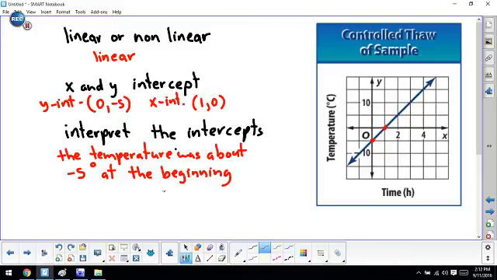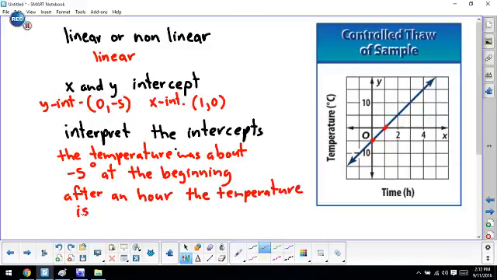Okay? Now, the x-intercept just simply means that after an hour, we'll say the x-intercept means after 1 hour, the temperature was 0 degrees, and this is in Celsius.